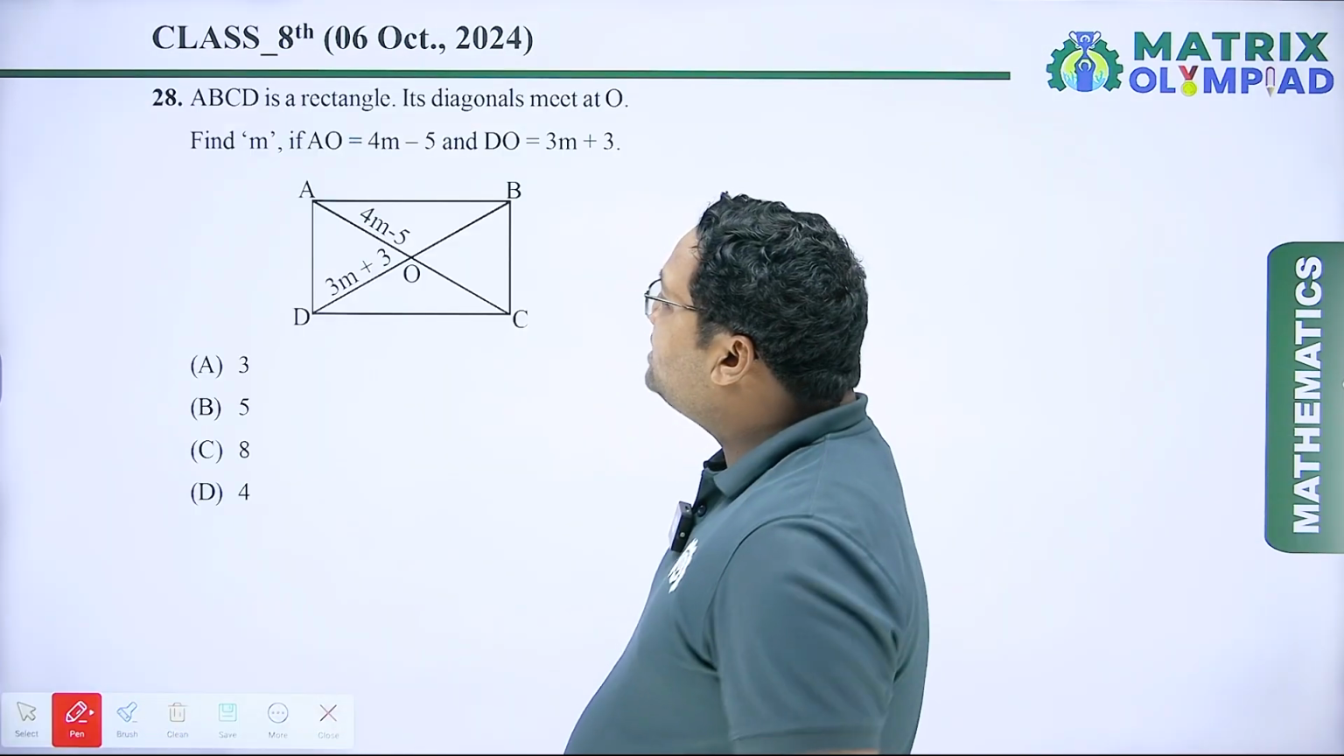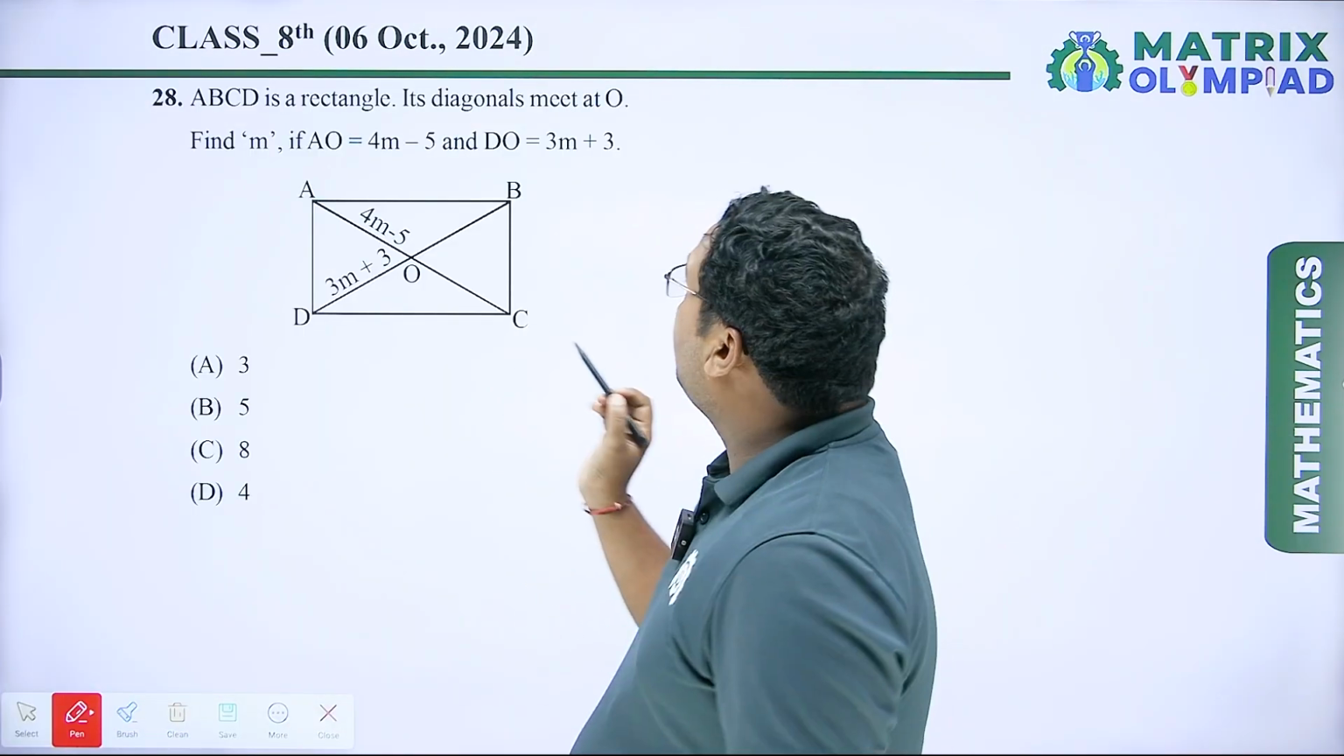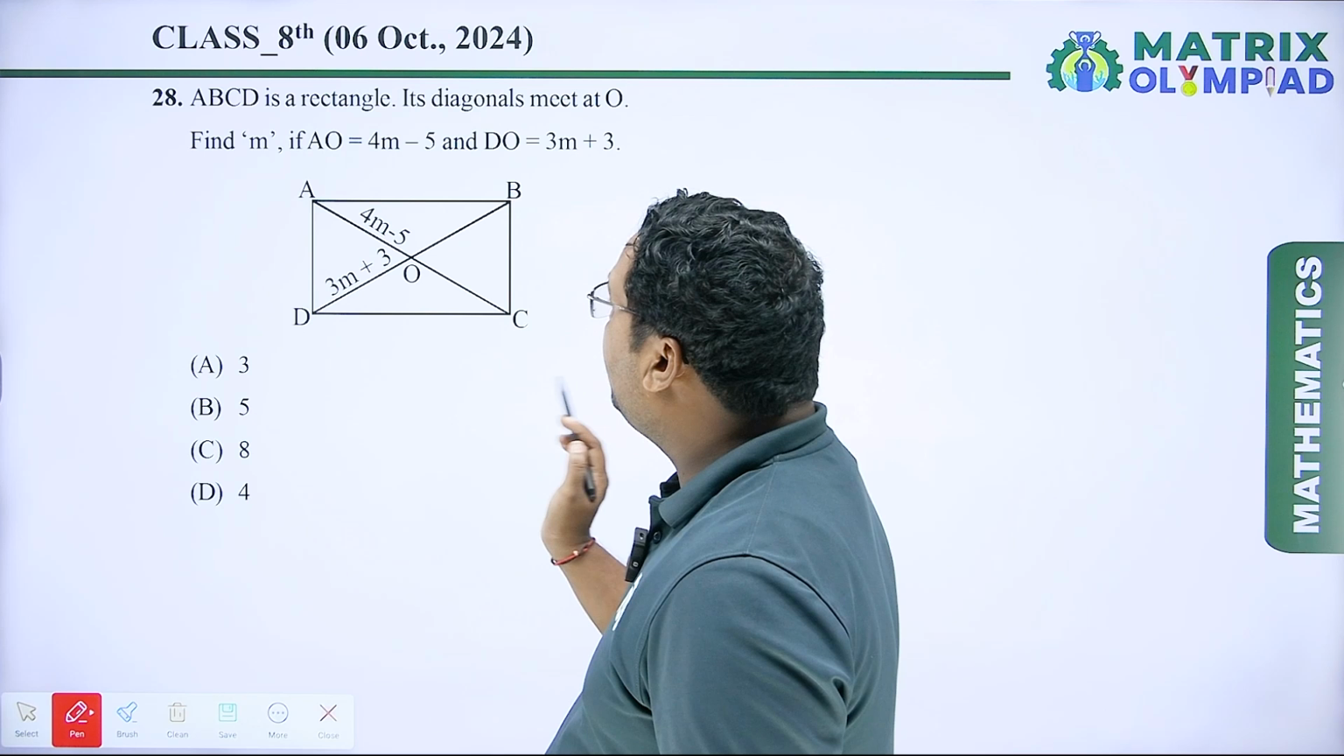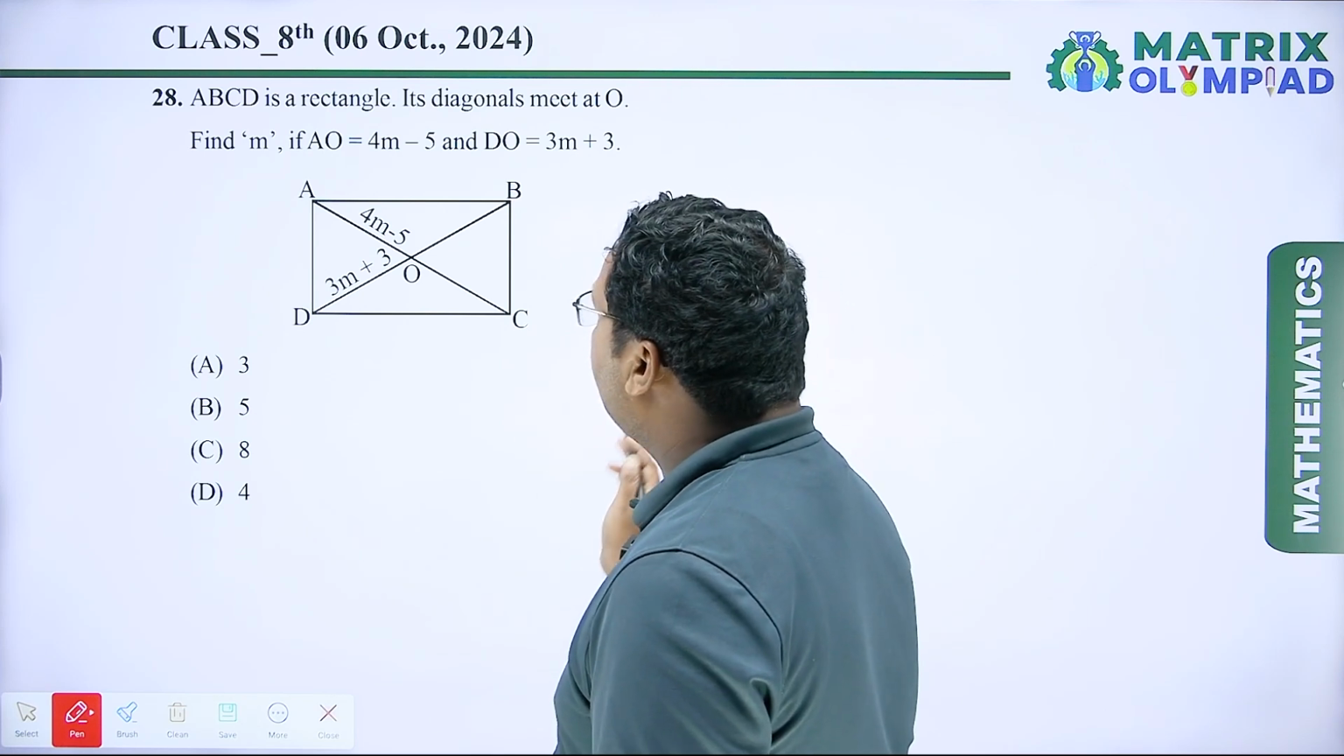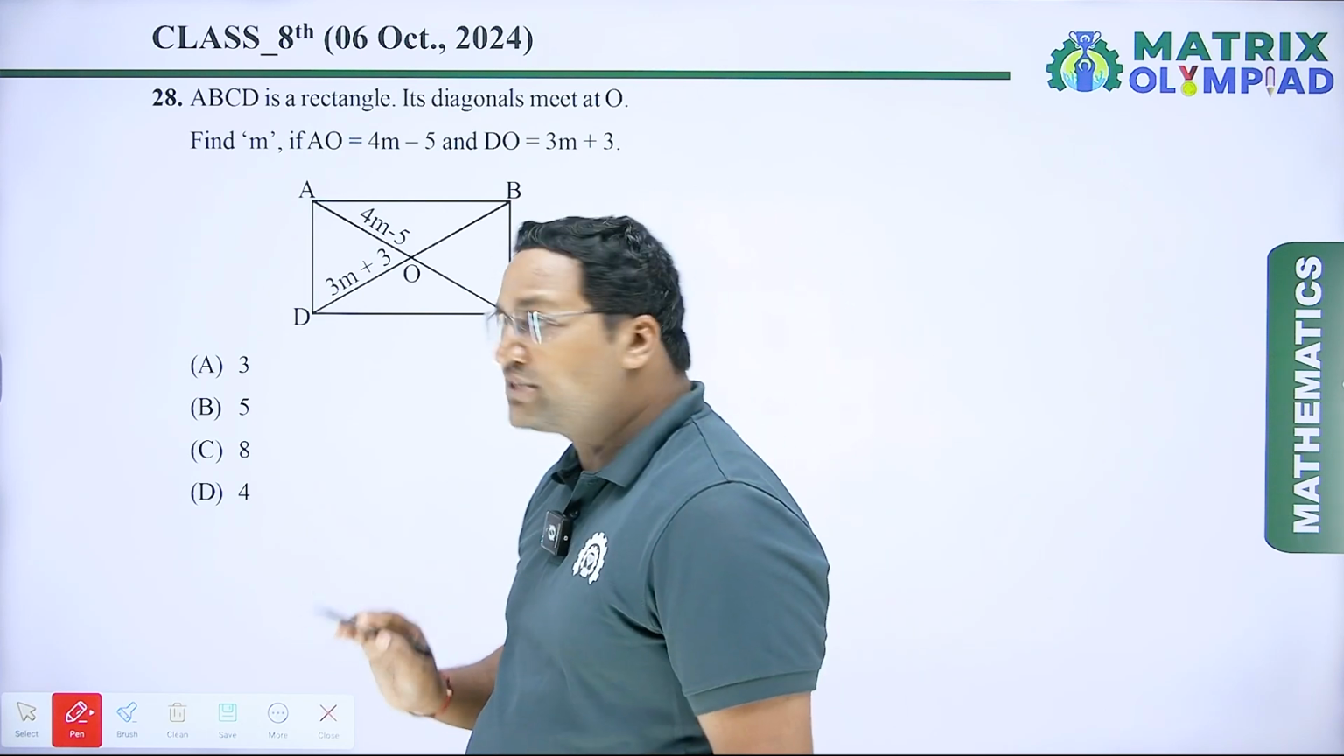Next, ABCD is a rectangle. Its diagonals meet at O. If AO equal to 4m minus 5 and DO equal to 3m plus 3.